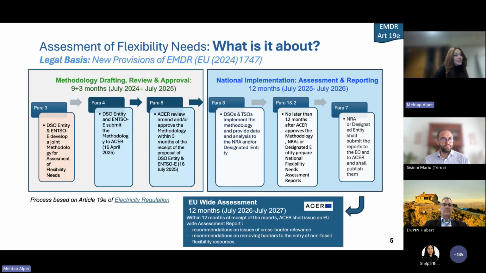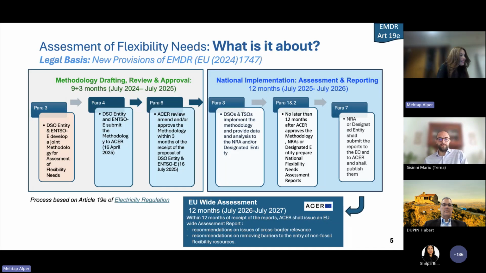FNA brings a dual significance both to system operators and policymakers. It enables member states to establish non-fossil flexibility targets, which can potentially lead to the implementation of support schemes for non-fossil flexibility resources at national level.